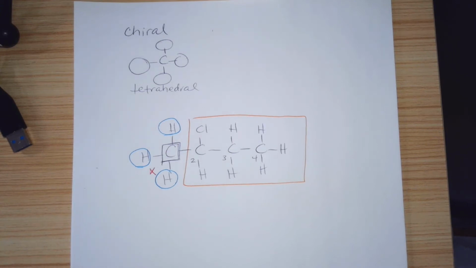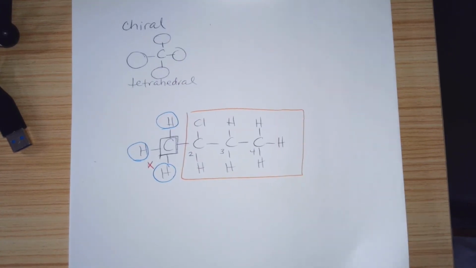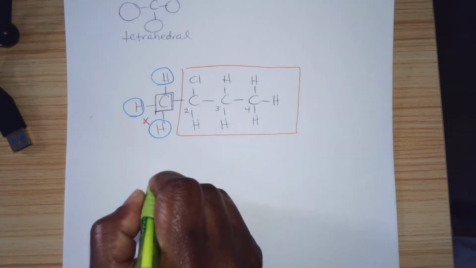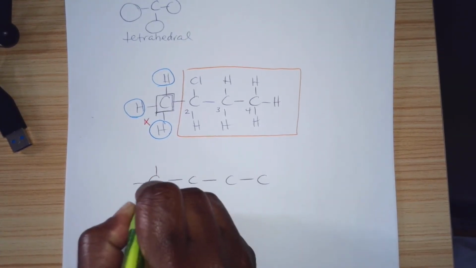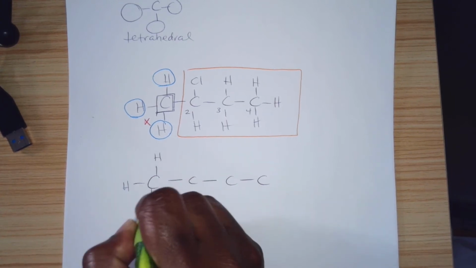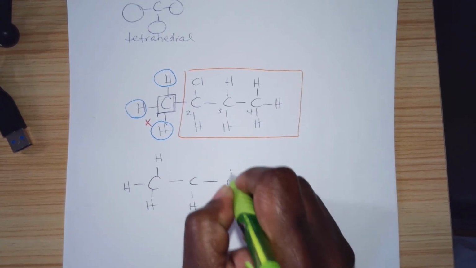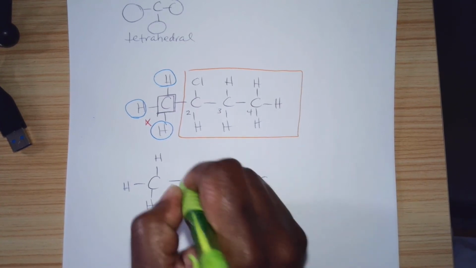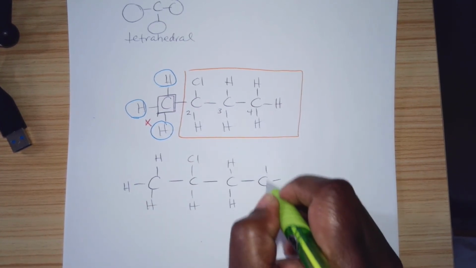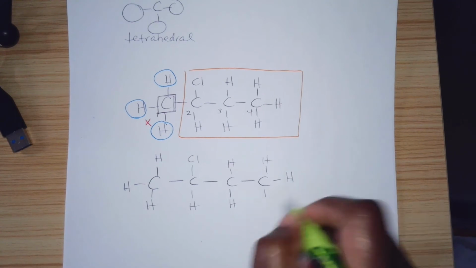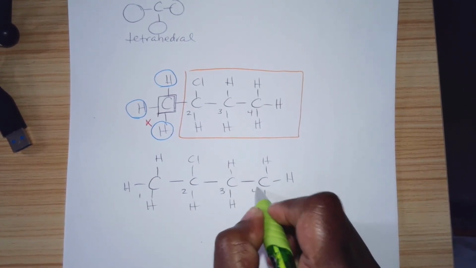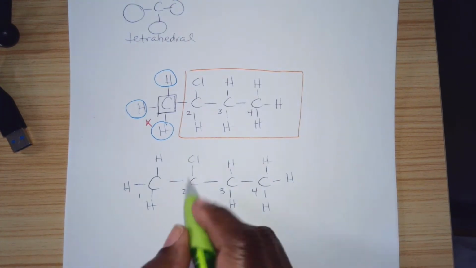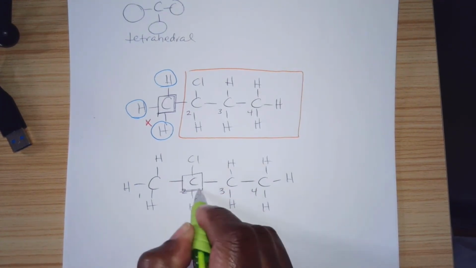We can do the same thing with carbon 2. Since I drew on it, I'll redraw this molecule. I have my 4 carbon atoms. Carbon 1 had 3 hydrogen. Carbon 2 had a chlorine and a hydrogen. Carbon 3 had 2 hydrogen. Carbon 4 had 3 hydrogen. So now we can move on to the next carbon, carbon 2.